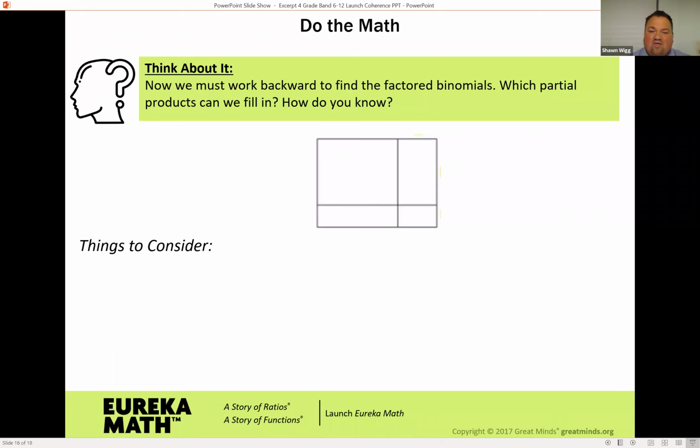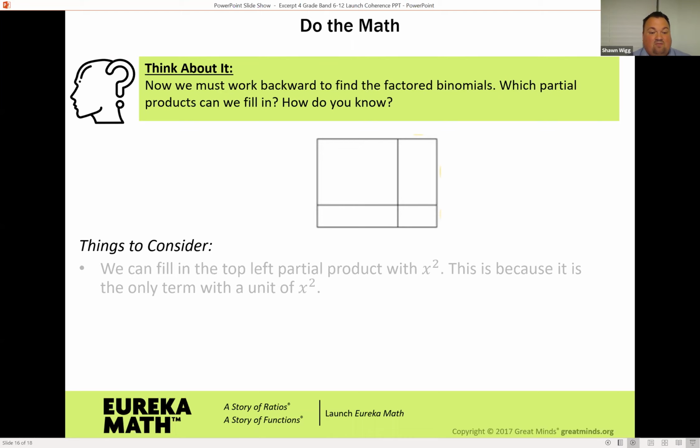So let's look at it. Think about this. We're going to work backwards to find our factor binomials. So because of what you just said and what we now know collectively as a group, which partial products can we actually fill in? And how do you know? So some things to consider. You said we can fill in the top left partial product with x squared. It's the only term with the unit of x squared.